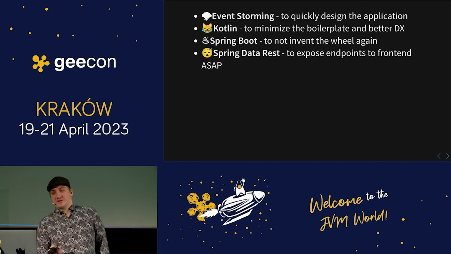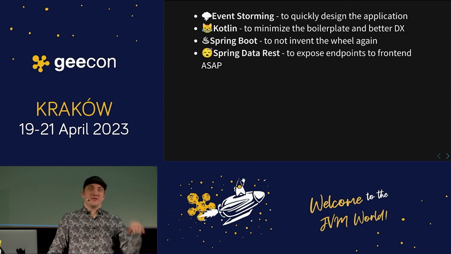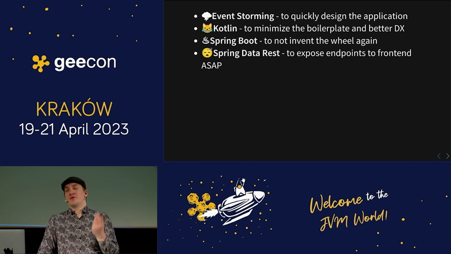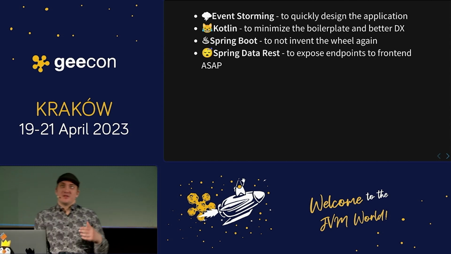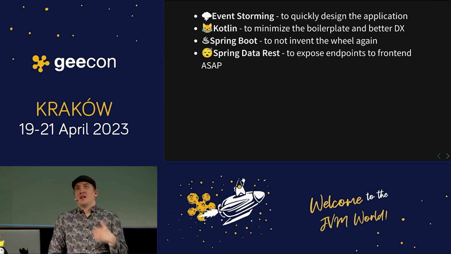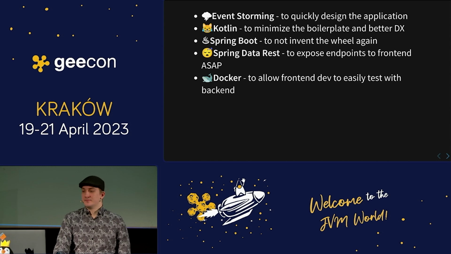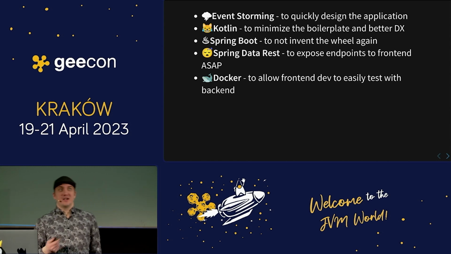What we also used was Spring Data REST to expose endpoints to the frontend as soon as possible. In this, you can just mark your repository that it should be exposed. And I did it to accrue, of course, code debt. No, I'm joking. I mean, we did it to bootstrap the development very fast, so front-end developers could already bring some value without creating so many mocks. Of course, we had Docker, so front-end devs could easily test with the backend.